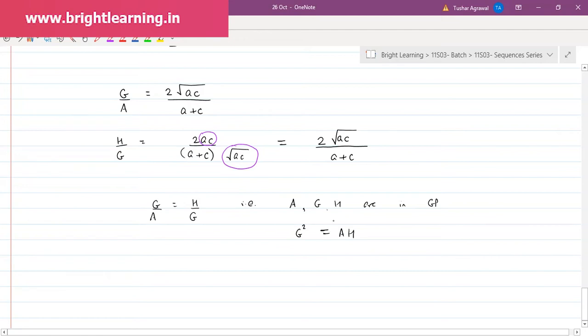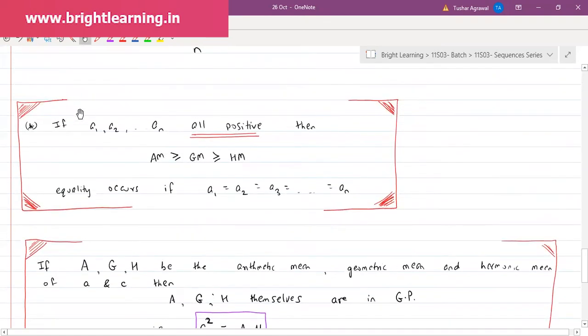Done. The second proof is over. Yes, sir. Okay. Now coming to the first part. Here, if A1, A2, ..., AN are all positive, then the arithmetic mean is greater than or equal to the geometric mean, which is greater than or equal to the harmonic mean. Two conditions are important. A1 to AN, everything should be positive.